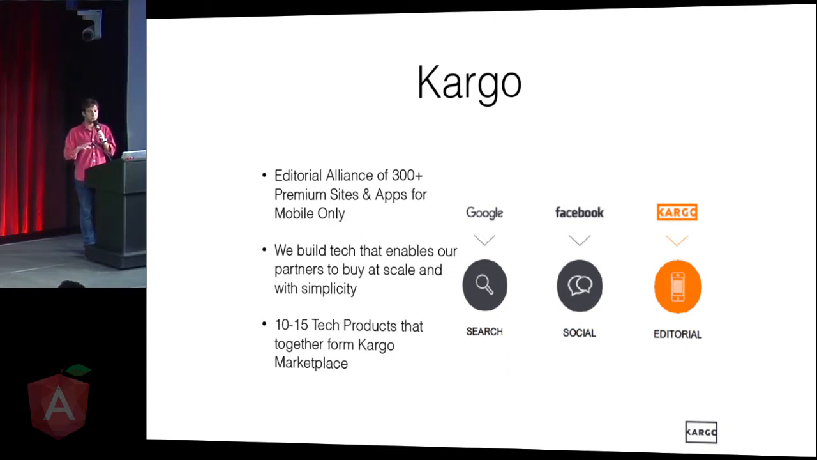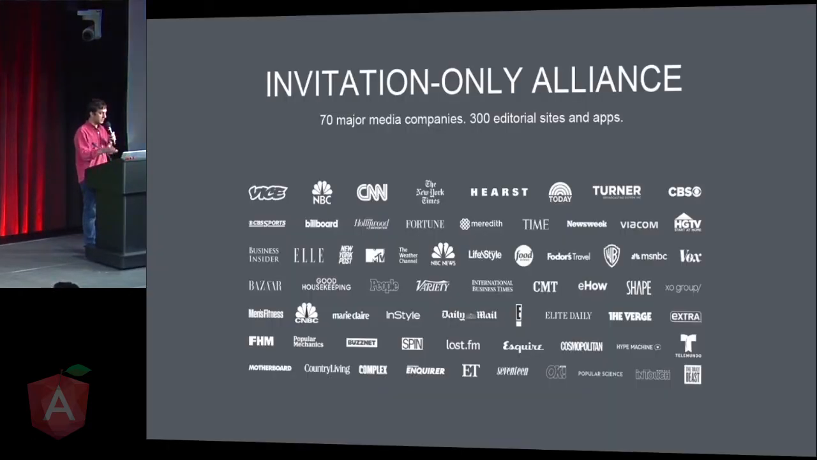But there's one piece missing there, which is the editorial alliance, and that's the area that we fill in. So if, as an advertiser, they want to go to CNN and New York Times and TechCrunch and a bunch of different mobile sites where most people are spending most of their time these days, they come to Cargo for that. Really quick, that's just some of the companies we work with so you get an idea.